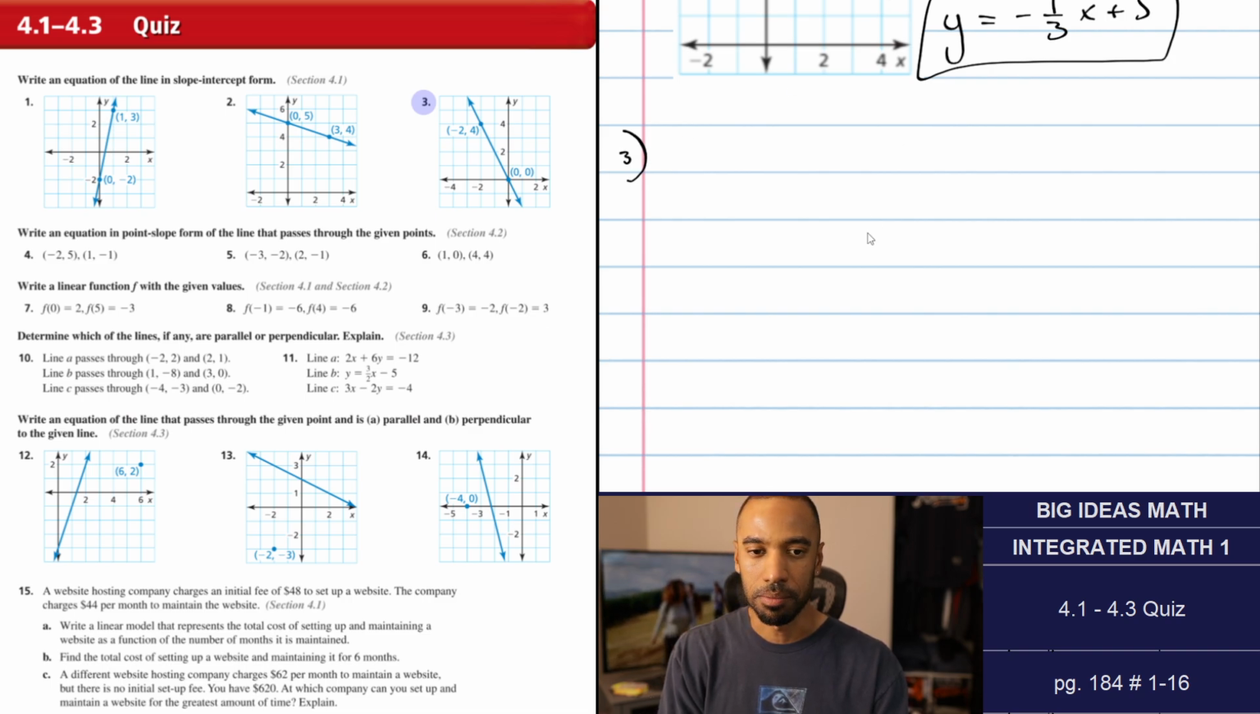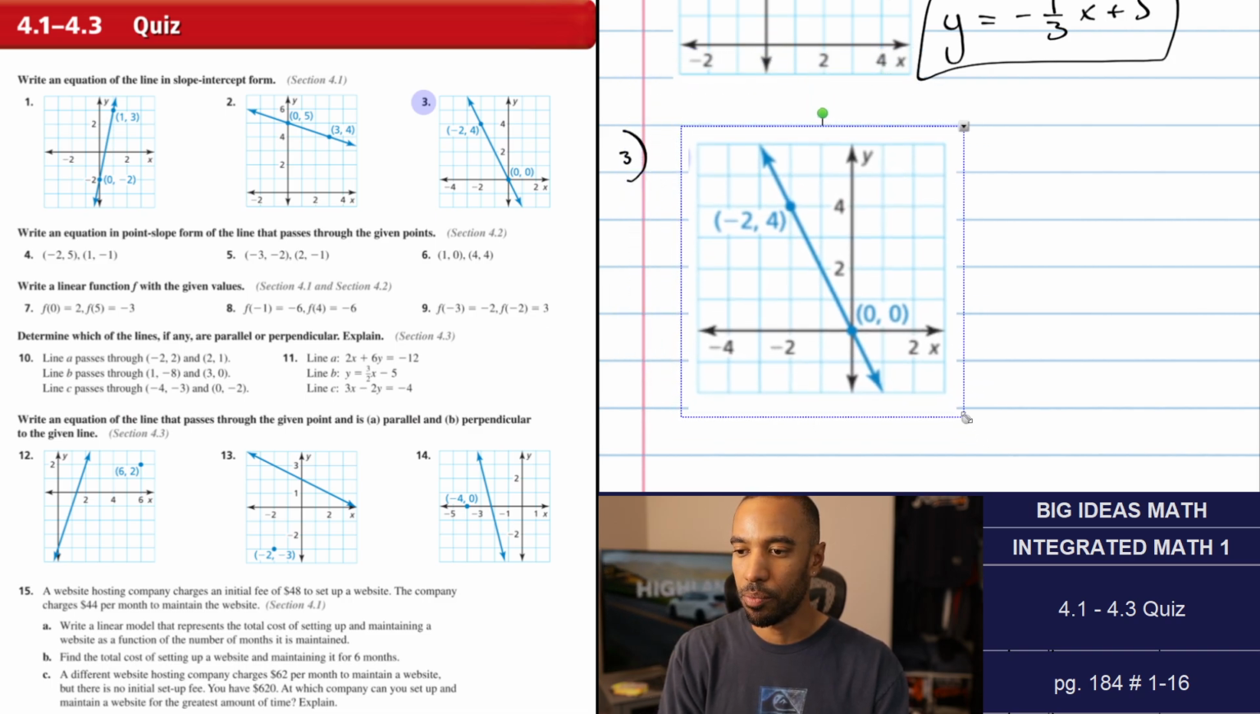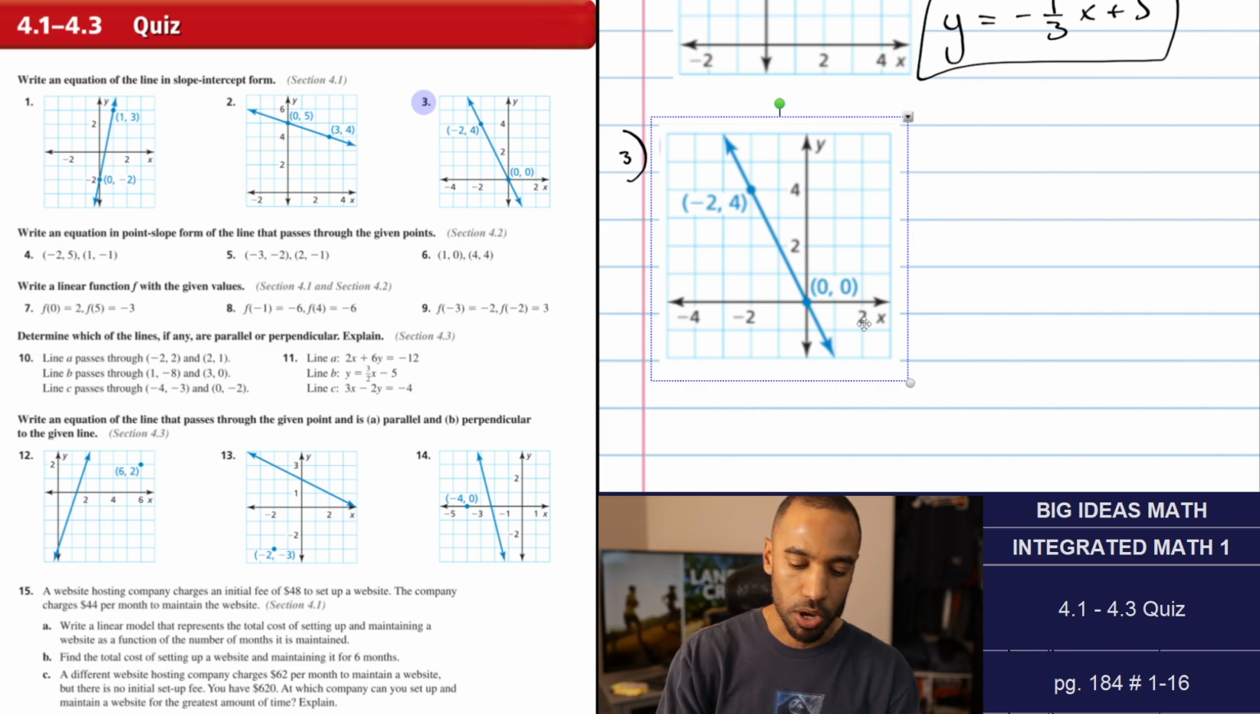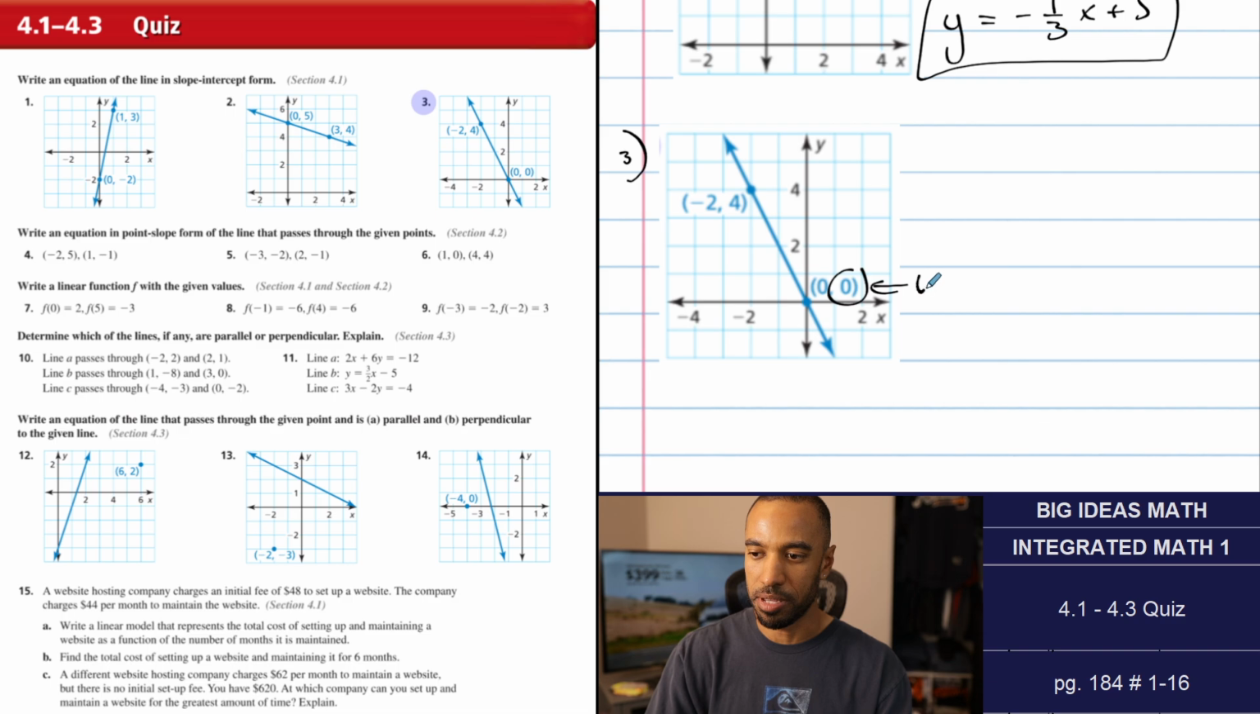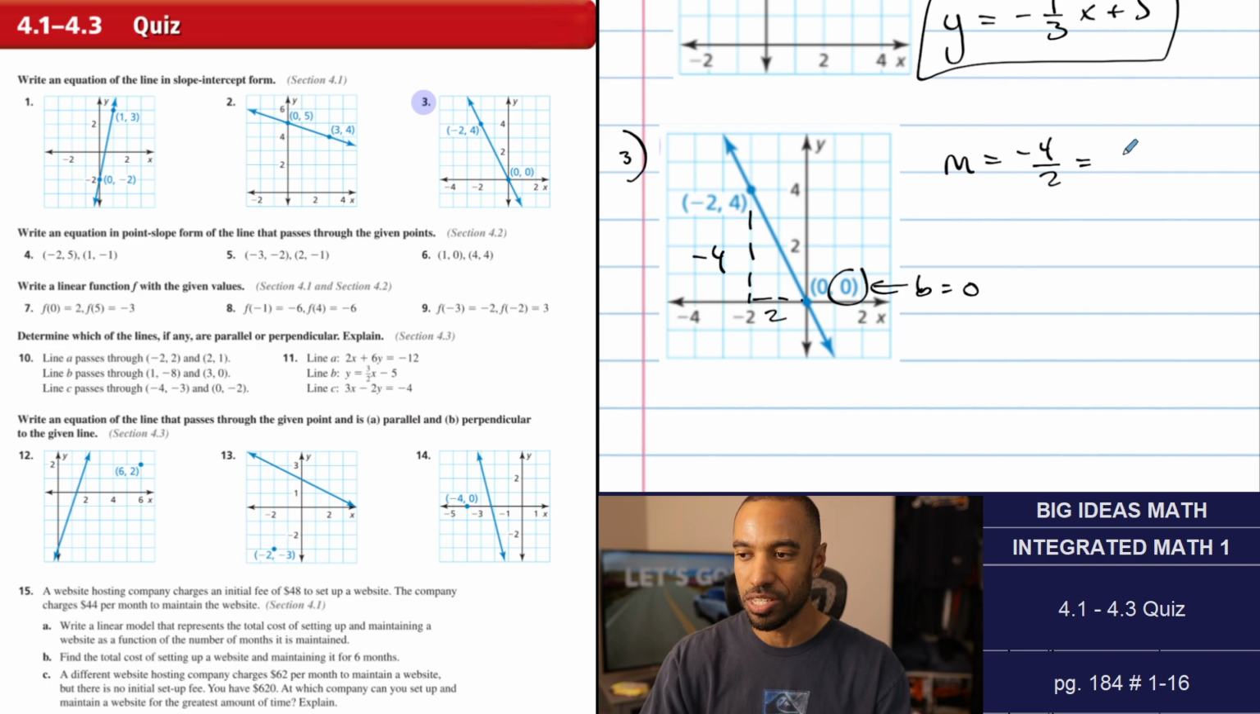Now, number 3, we have one that's crossing through the origin, 0, 0. As far as the b value goes, that's going to be 0. The slope is also negative. We're going down 4, right 2. The slope is -4 over 2. We must reduce this to at least -2 over 1. I'm going to write -2 personally.